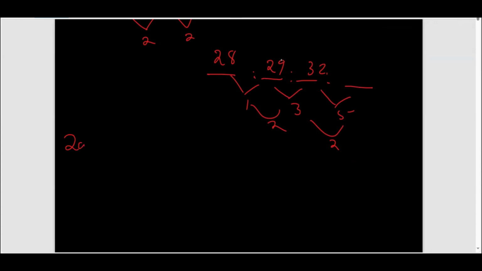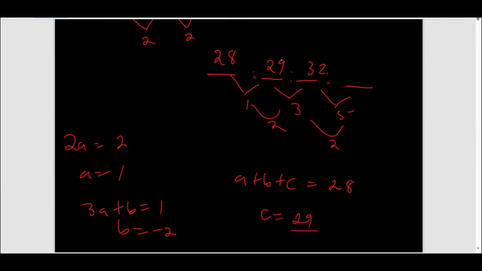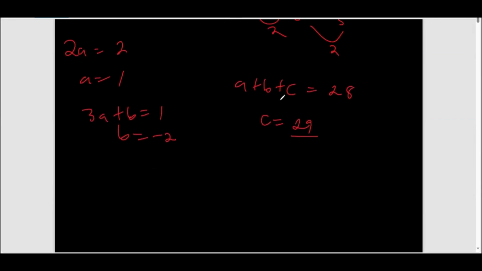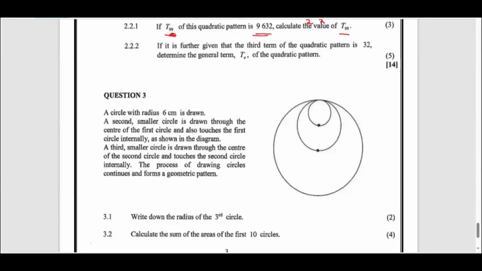So we say 2a is equal to 2, a is a 1. 3a plus b is a 1, so b is going to be negative 2. a plus b plus c is going to be a 28. That's going to be negative 1, which means c is going to be 29. So which means Tn is going to be n squared minus 2n plus 29.